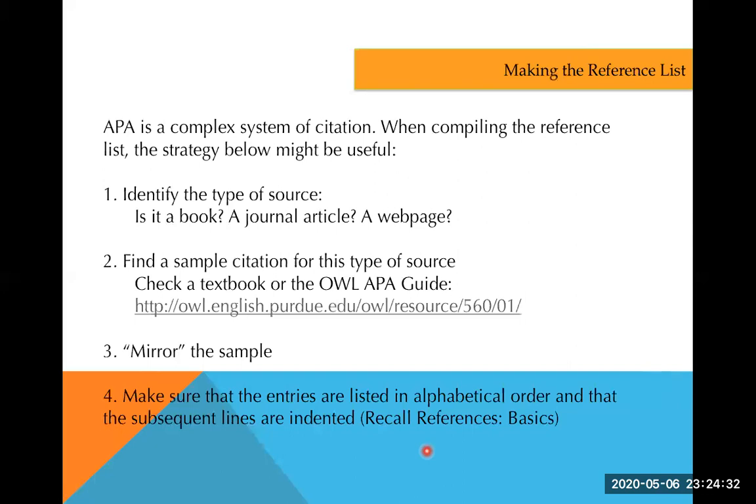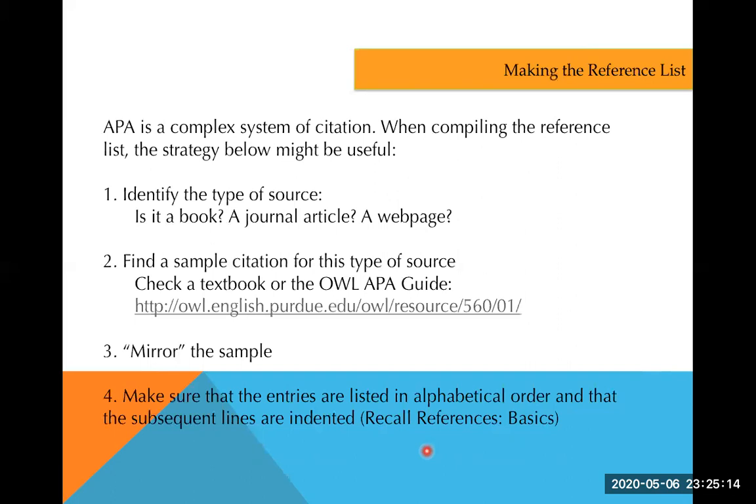APA is a complex system of citation that can be time-consuming to learn and difficult to recall when needed. So to help you handle the requirements of APA format, this slide will introduce a strategy for surviving APA style. It should be stressed how important correct identification of the type of source is. Is it an article from a newspaper or from a scholarly journal? Hard copy or electronic version? Is it a book? Is it a web page? Is it a film? I need to handle these things, in fact.